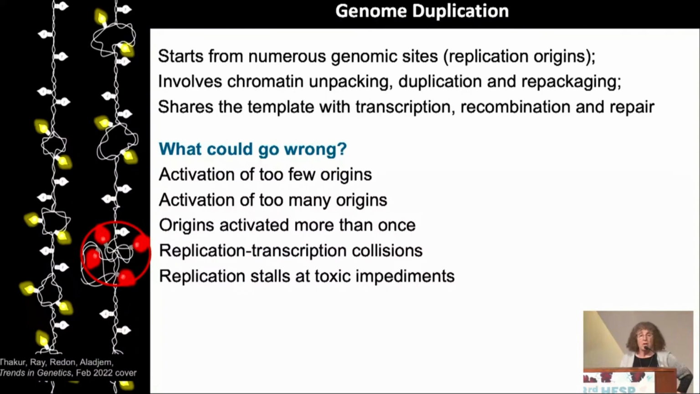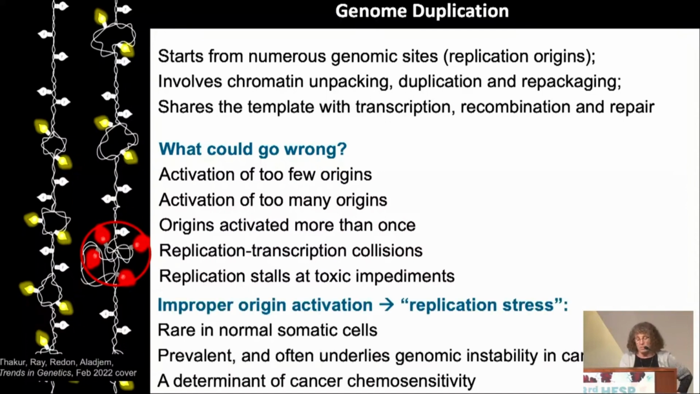For example, when genome duplication occurs, too few or too many origins can be activated. Origins can be activated more than once during a single cell cycle. Replication can collide with transcription, and replication can stall at a toxic impediment.